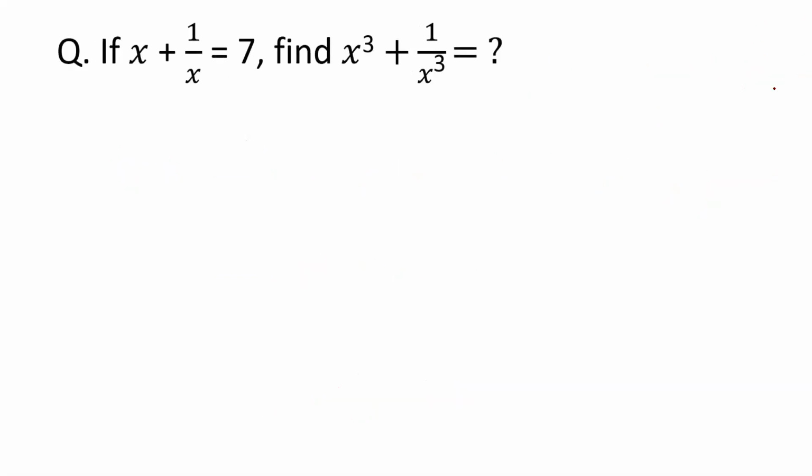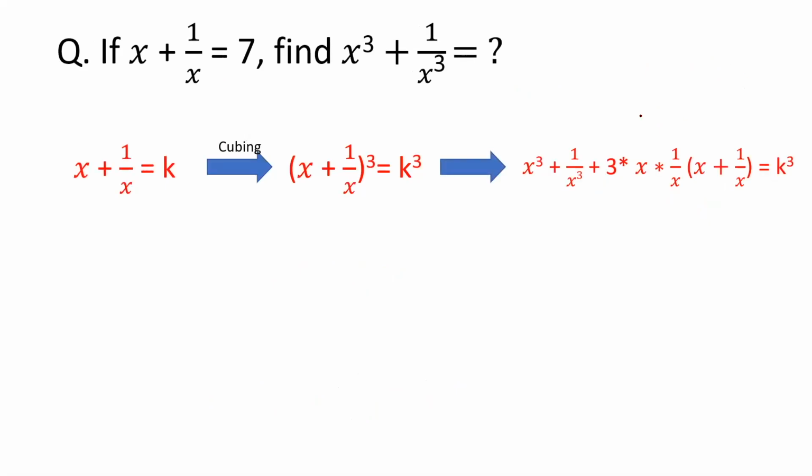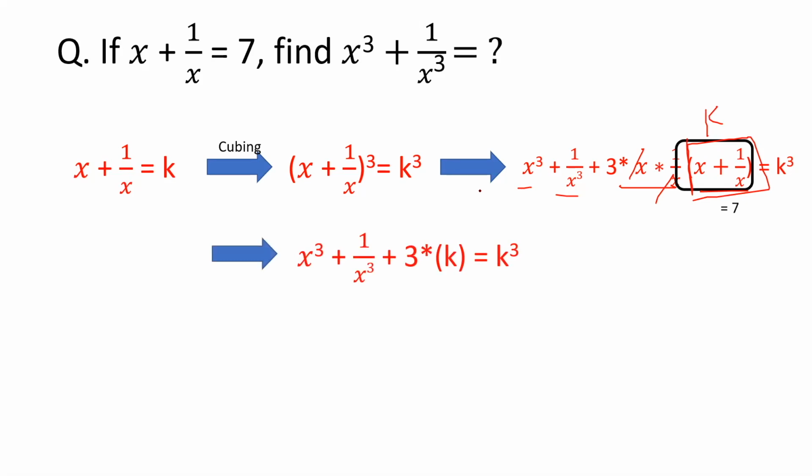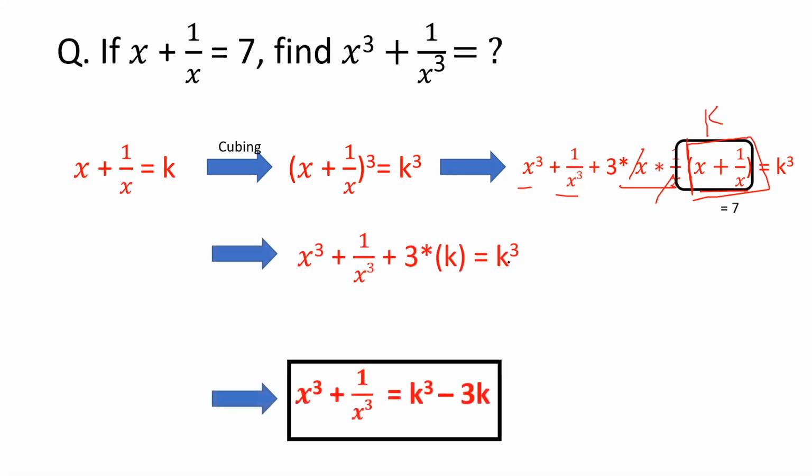Similarly, if you have x plus 1 upon x equal to 7, how do you find the value of x cube plus 1 upon x cube? Okay, you can just cube both sides. The left hand side will be (a plus b) the whole cube, this part here, right? What is its formula? A cube plus b cube plus 3ab into (a plus b). So in the next step, we just substitute x plus 1 upon x as k, right? So x cube plus 1 upon x cube plus this 3 remains. 3 into k is equal to k cube. Taking the 3k on the right hand side, you will get k cube minus 3k.